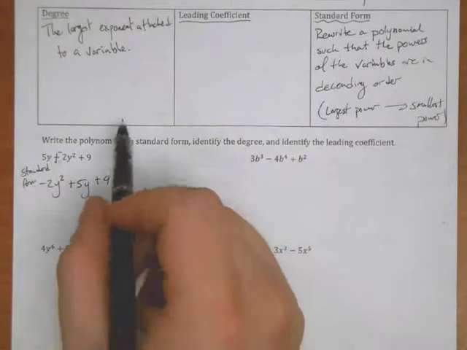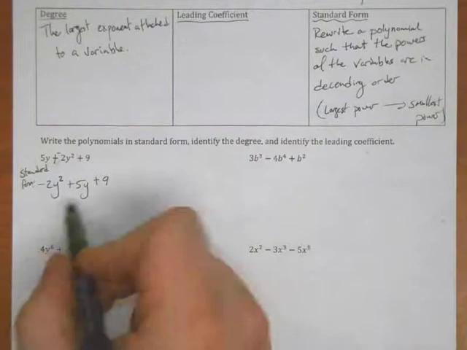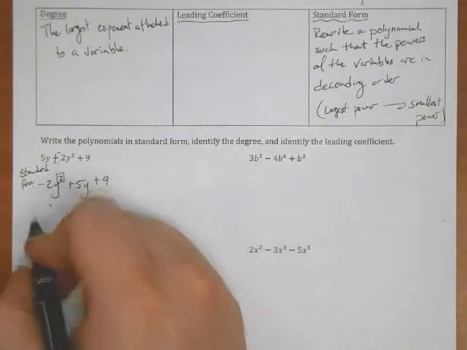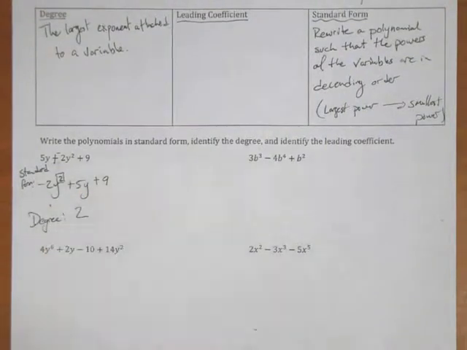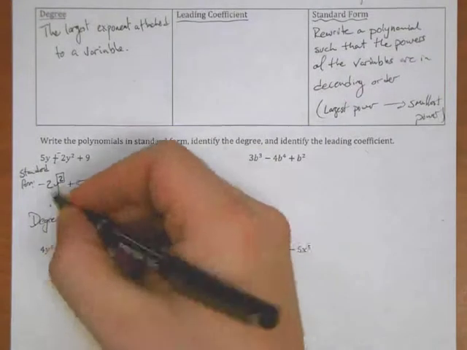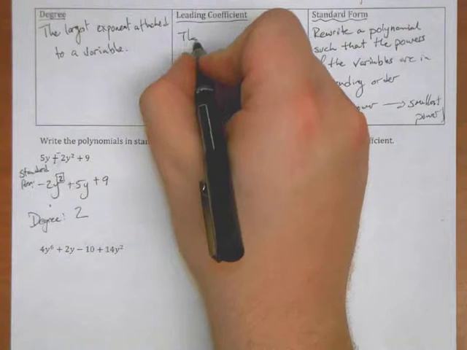What's nice is that since we wrote it in standard form, the largest exponent had to come first. So we can look at our first term in standard form and identify that the exponent must be the degree. So in this case, our polynomial here has a degree of 2. The leading coefficient is the coefficient, or the number multiplied to a variable, that leads our polynomial.